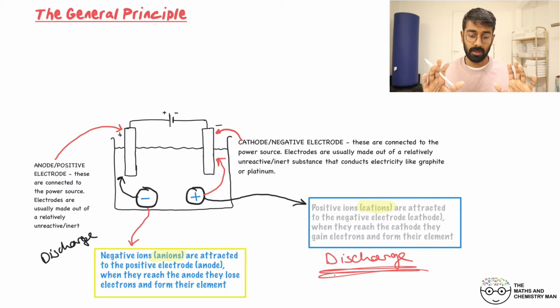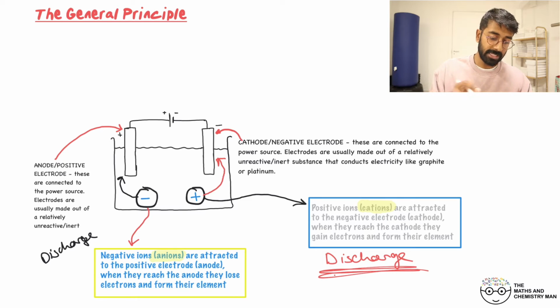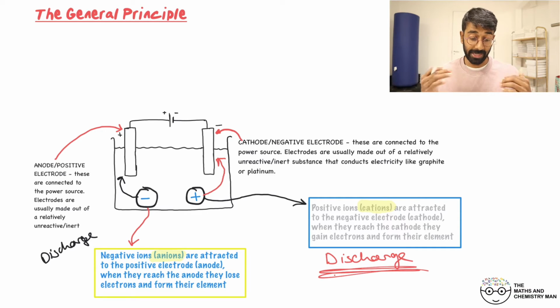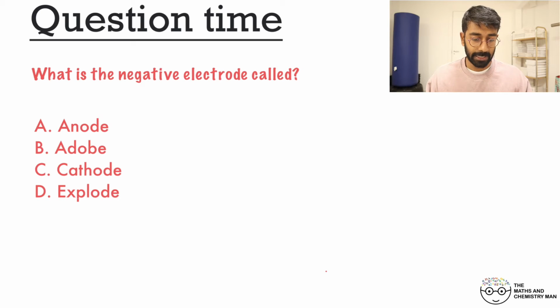So, quick recap. You've got negative ions, which are anions, and they go to the anode, and you've got positive ions, which are cations, and they go to the cathode. When they get there, they discharge by either gaining electrons or losing electrons.